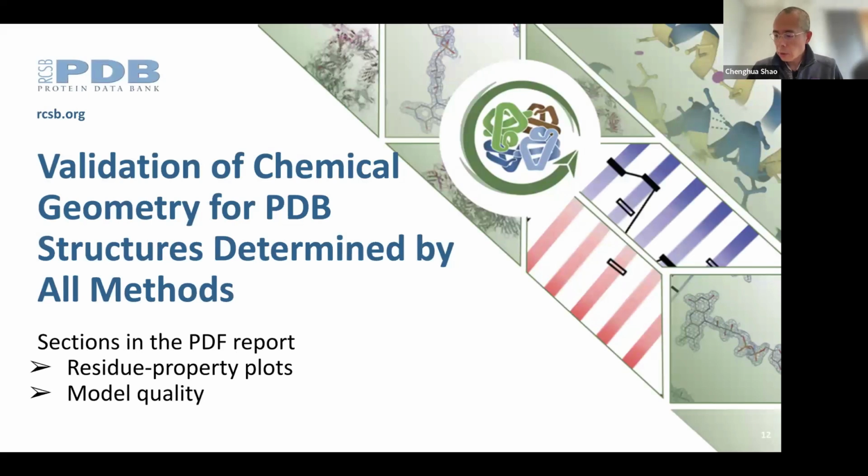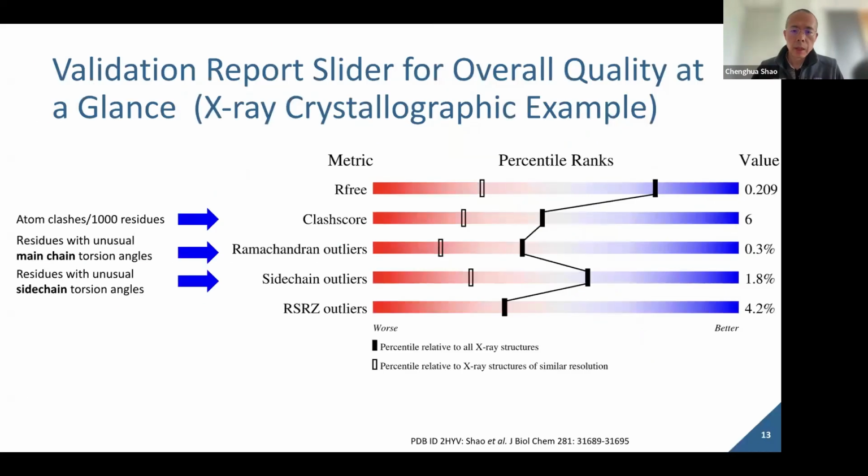A validation report starts with a summary and validation sliders and goes into detailed sections of validation from different perspectives, including the validation against experimental data, which is method specific and will be expanded later, but the validation of chemical geometry against the established chemical reference is not method specific. If you open any PDF report, this validation is covered in the section of residue property report and molecular quality. This part of validation also covers the 3 middle sliders as we just illustrated.